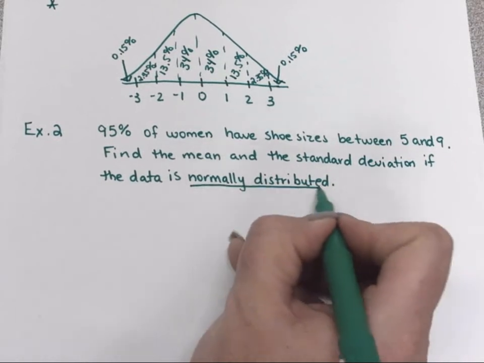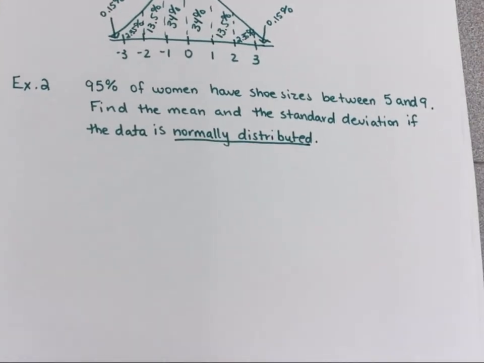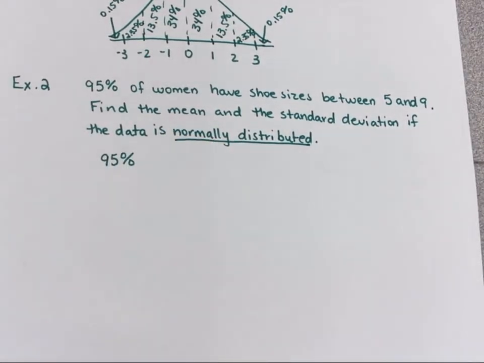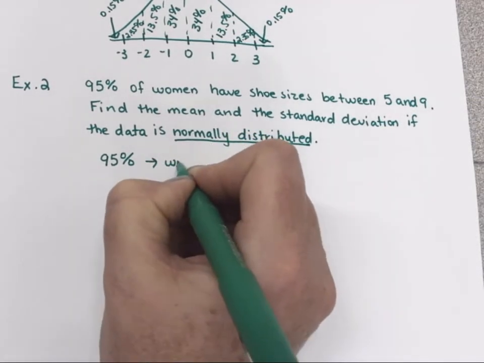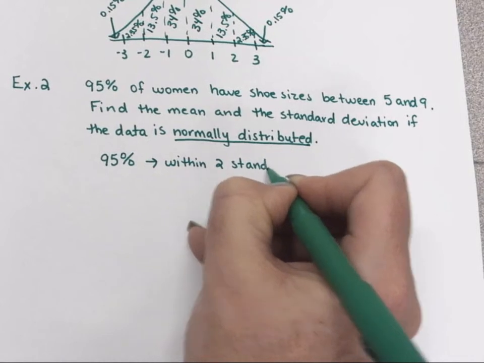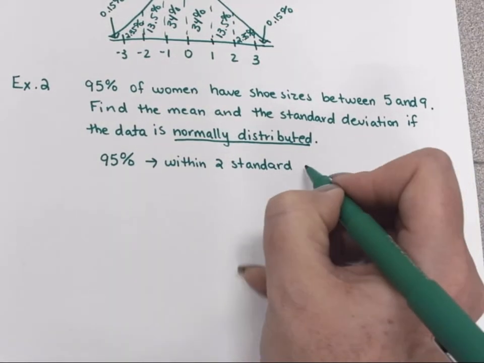Okay, so the fact that I'm telling you it's normally distributed means that it's going to follow that bell curve pattern. It's going to peak in the center and go off from there. But there is a significance about 95%. There's a reason why I gave you 95% and not something else. That's one of our 3 significant percentages that I mentioned. So how many standard deviations is 95%? It's within 2. So within 2 standard deviations, we're supposed to be between sizes 5 and 9.